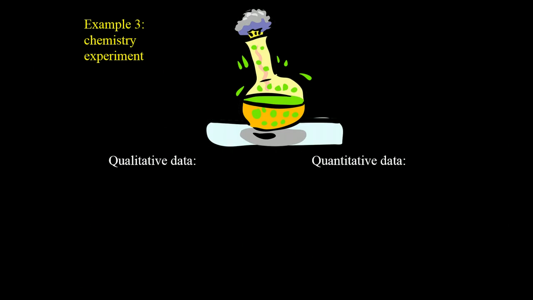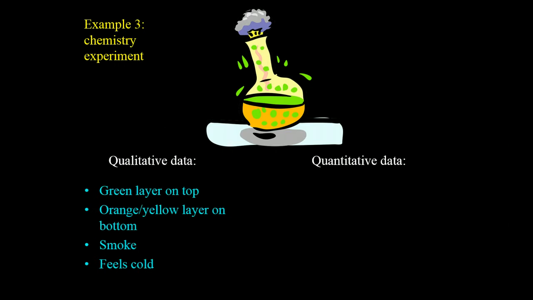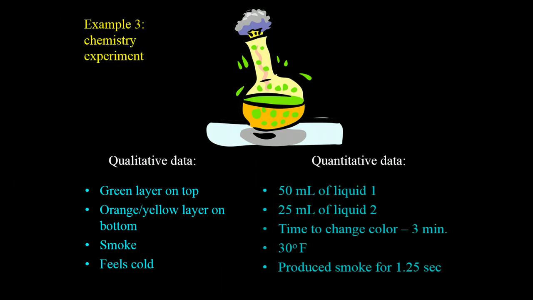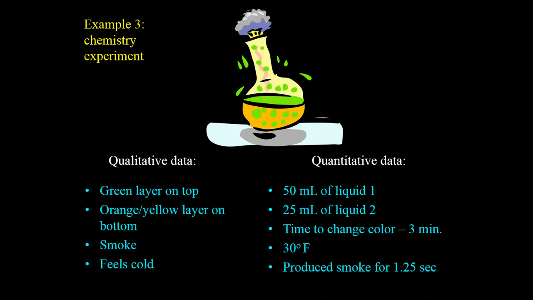Our final example is a picture of this chemistry experiment. Qualitatively, we could say there's a green layer on top. There's an orange or yellow layer on the bottom. You see smoke, and it feels cold. Quantitatively, you could say that the chemist added 50 milliliters of liquid 1 and 25 milliliters of liquid 2. The time for the change in color to appear was 3 minutes. The temperature is 30 degrees Fahrenheit, and it produced smoke for 1.25 seconds.